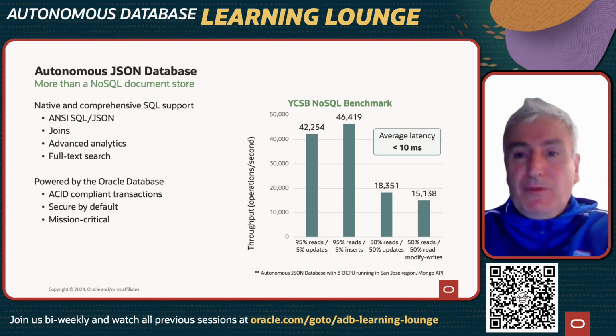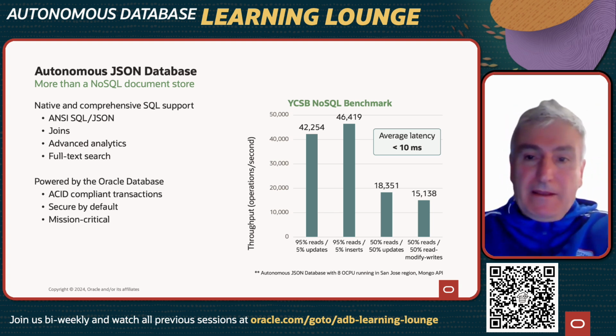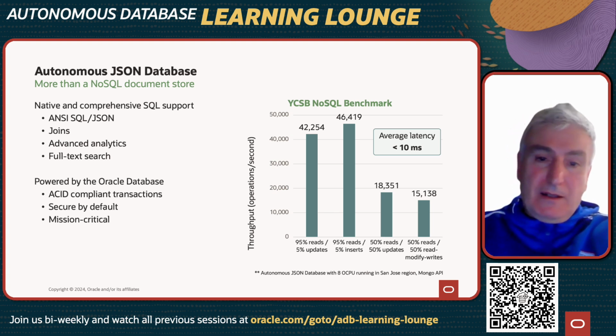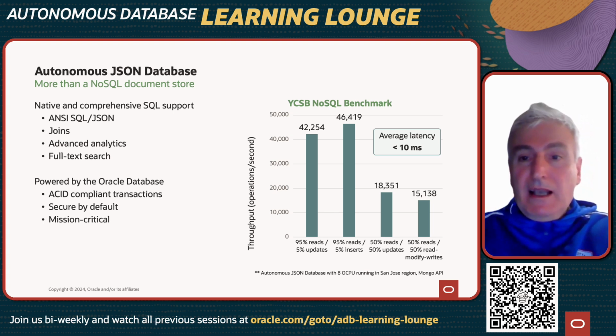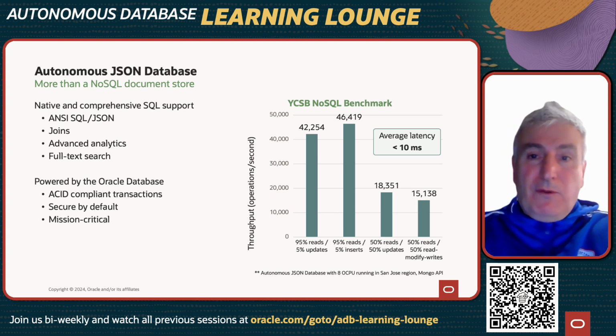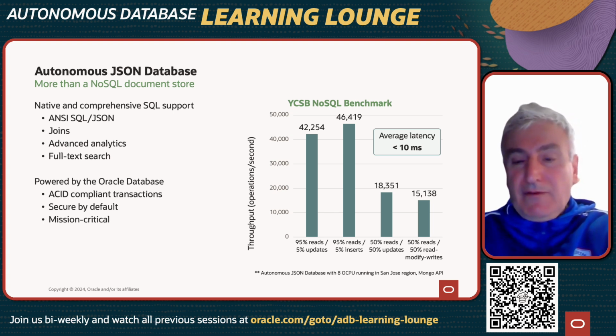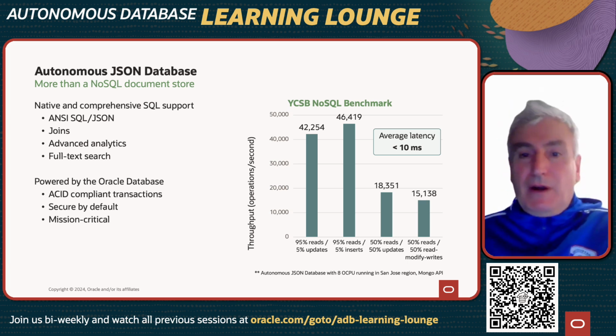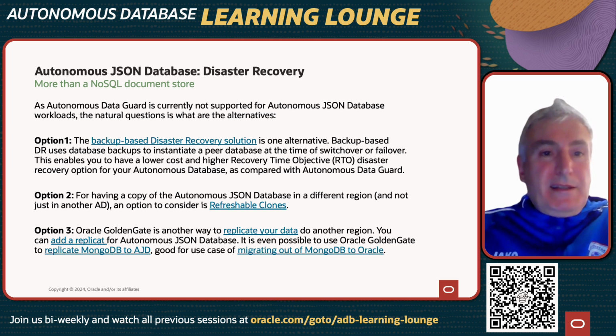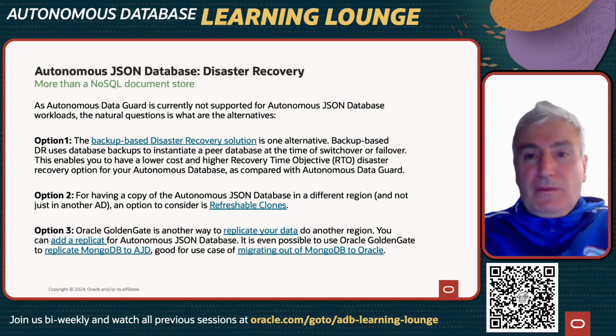Here are some benchmarks that we've done, and you can see on the x-axis we have the reads and on the y-axis we have the throughput, so operations per second. If you do mostly reads, around 95% reads, then you can do around 45,000 operations per second with single-digit latency. Of course, if you make a combination of reads and updates, reads and writes, then you have between 15 and 80,000 writes.